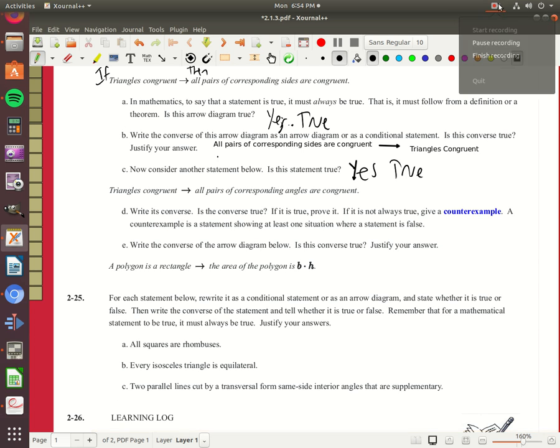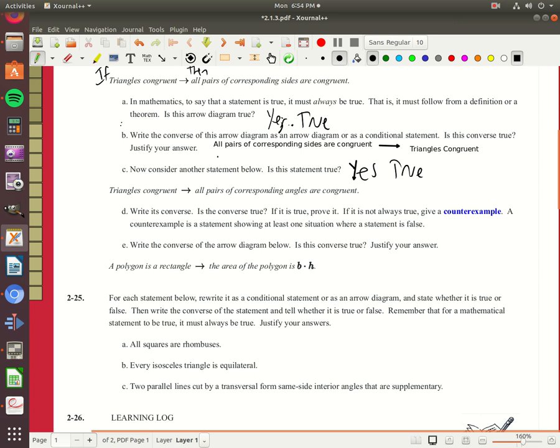All right, let me pause for a second. I think I screwed something up. I answered B was both parts of this. Is the converse true? I thought it was saying C was true, so my mistake. Now it's saying consider this statement. Is this statement true? If triangles are congruent, all pairs of corresponding angles are congruent. Yeah, that's also true.